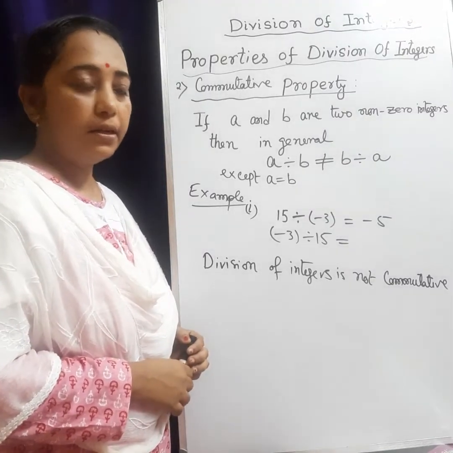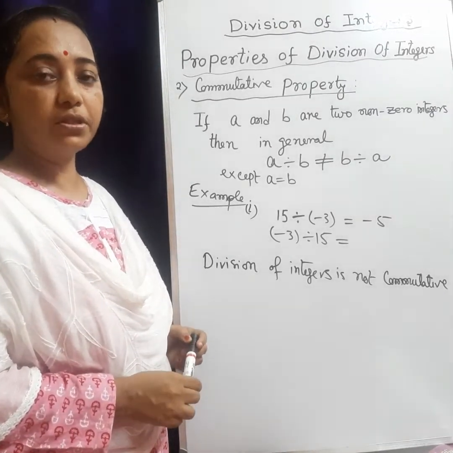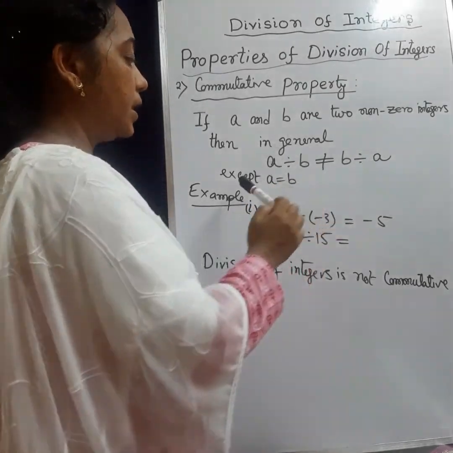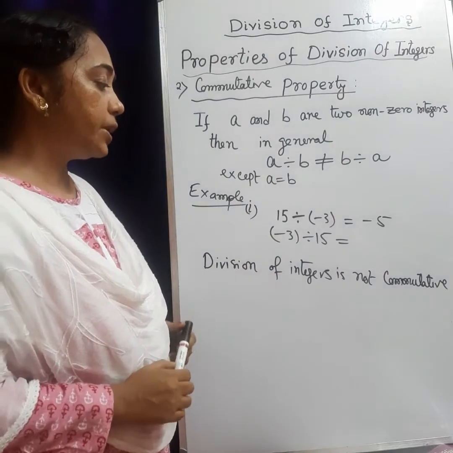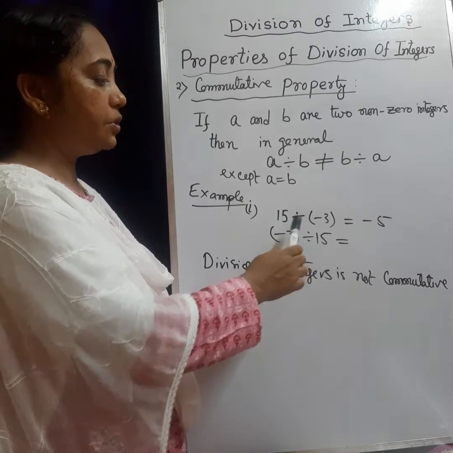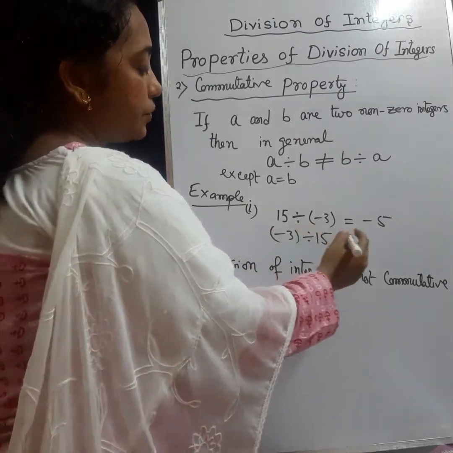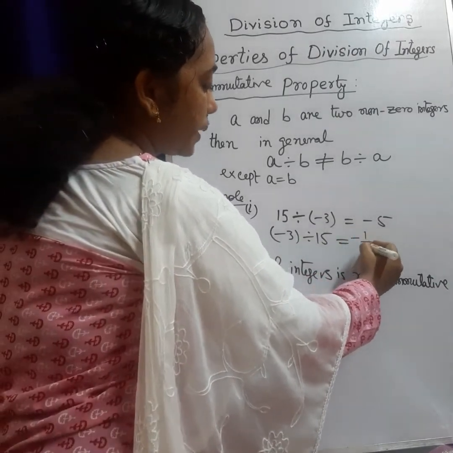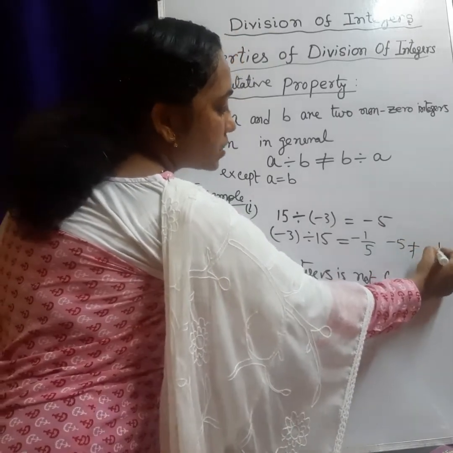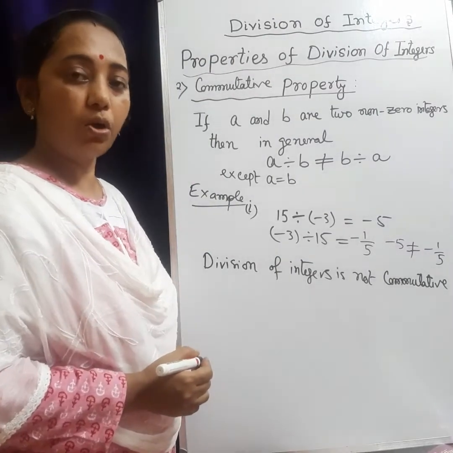Now let us consider the commutative property. If a and b are any two non-zero integers, then in general a divided by b is not equal to b divided by a, except when a equals b. For example, if we consider a equal to 15 and b equal to minus 3, then 15 divided by minus 3 gives minus 5. On the other hand, minus 3 divided by 15 gives minus 1 by 5. So minus 5 is not equal to minus 1 by 5. That means division of integers is not commutative.